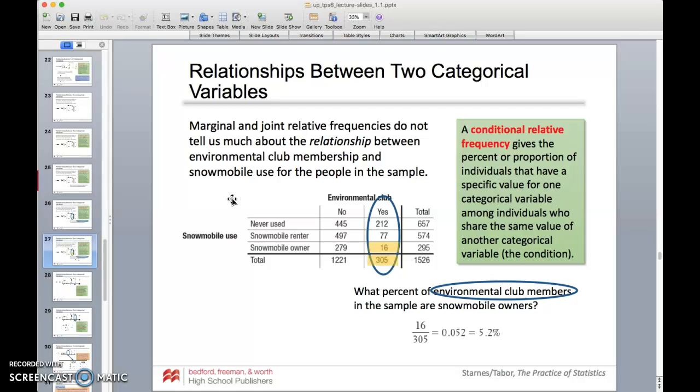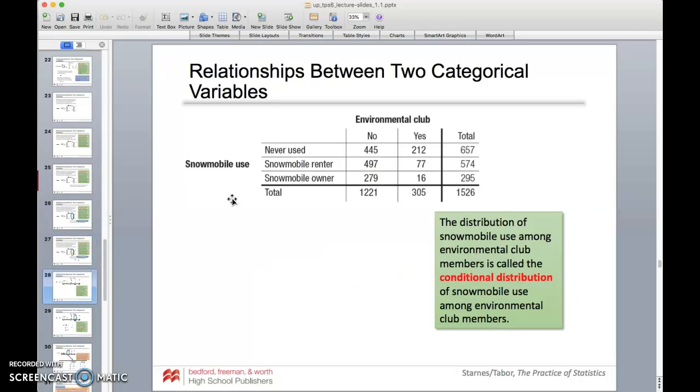So again, that was the condition, that they are environmental club members. So it's a conditional relative frequency. So it's 16 out of the 305, which is about 5.2%. All right, let's try that again here.